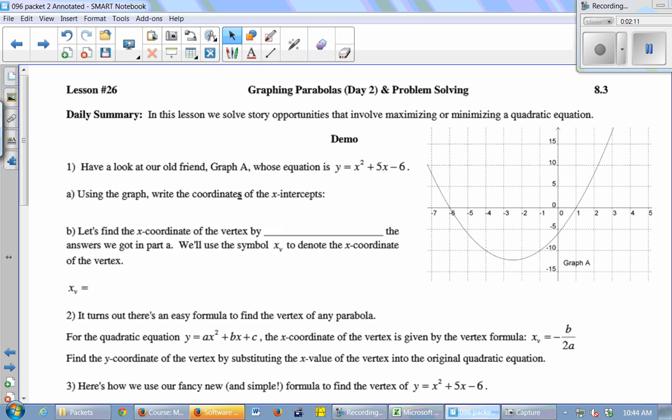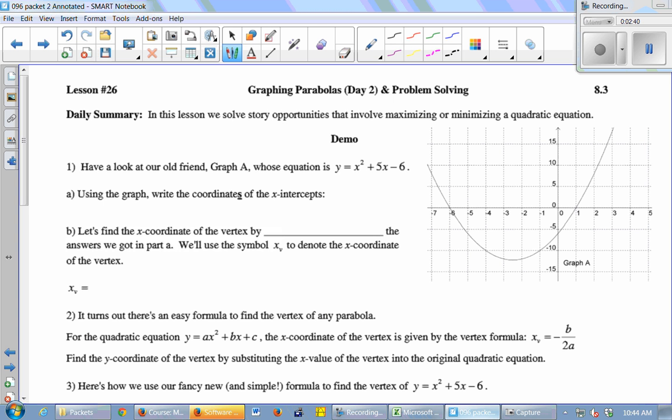Okay, so in today's lesson, we're going to solve some more story problems that involve maximizing or minimizing a quadratic equation. All right, have a look at our old friend graph A. We've used this graph in several previous lessons. It's the graph of y equals x squared plus 5x minus 6. What are the x-intercepts of this parabola, just by looking at the graph?